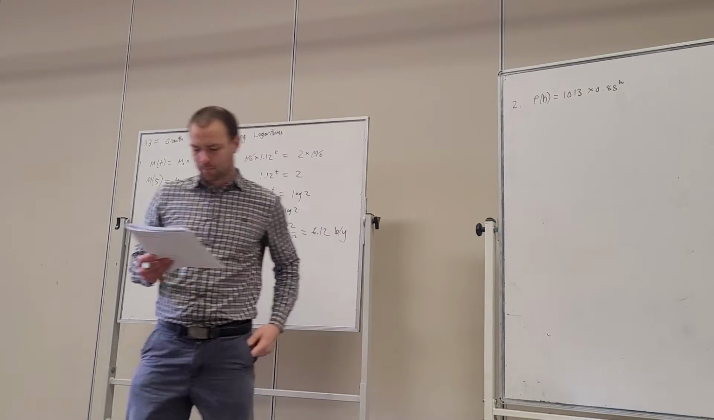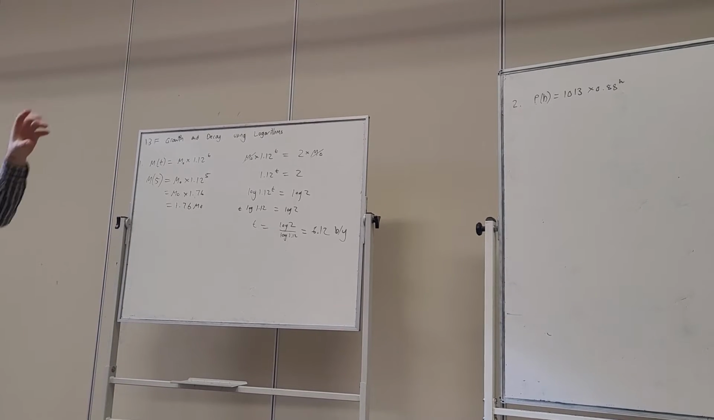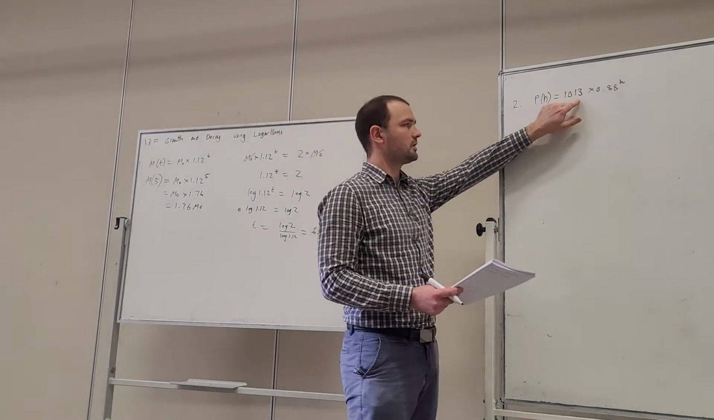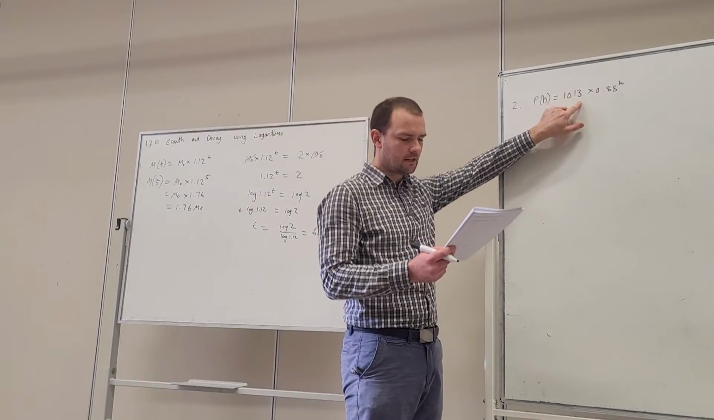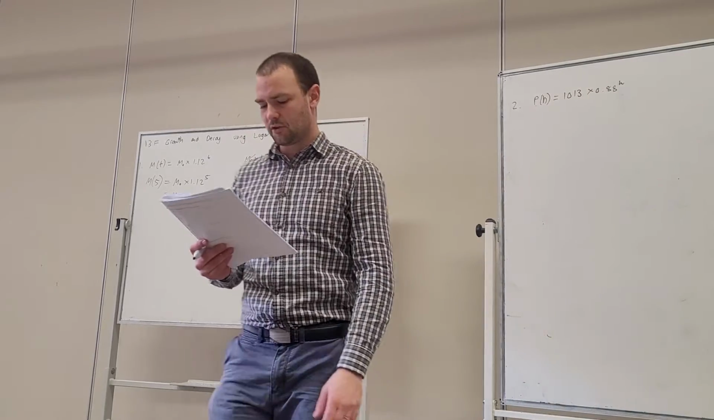We have the pressure of Earth's atmosphere decreases the higher you go. So the further away you get from the surface of the Earth, the lower the pressure. The pressure at sea level is 1,013 hectopascals, and it decreases by 12% for every 1,000 meters you go up.